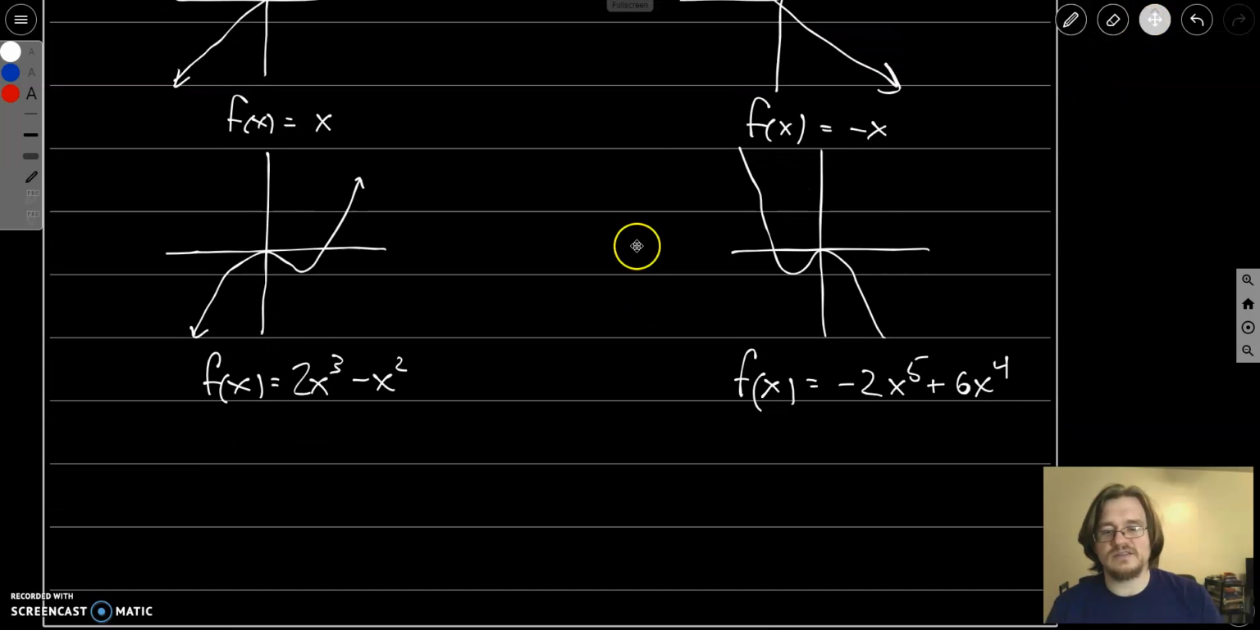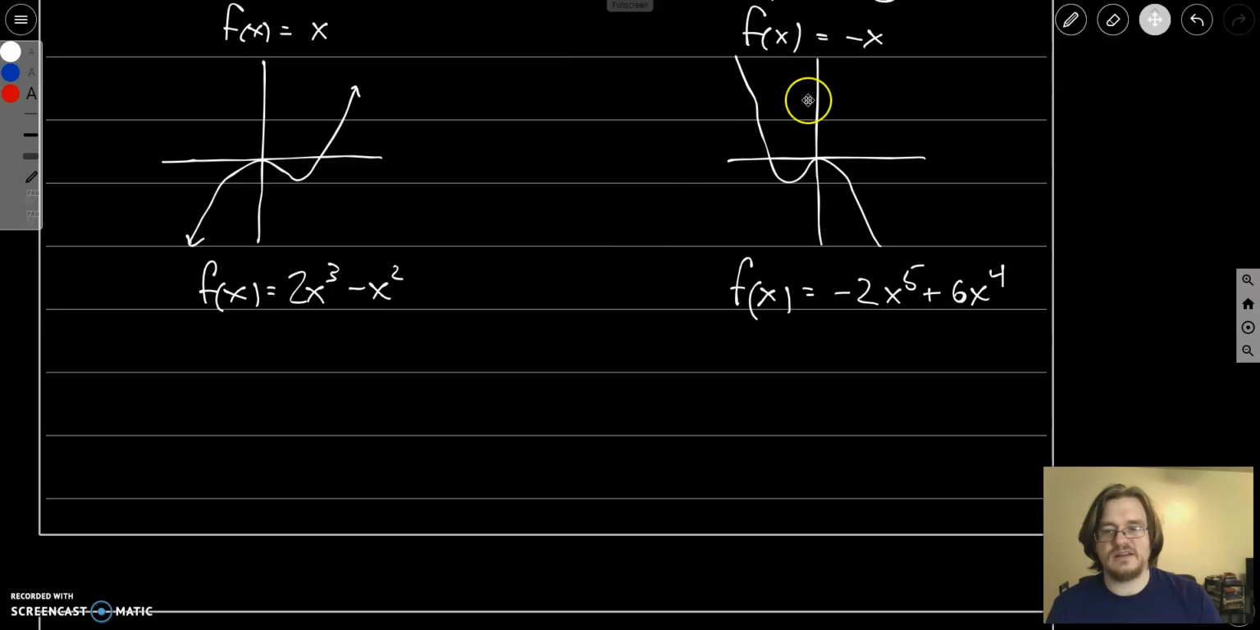So here's a couple of examples as well. Here we have the function 2x to the third minus x squared. So the important facts here, our leading term is 2 times x to the third power. Our exponent is odd, and our coefficient is positive.